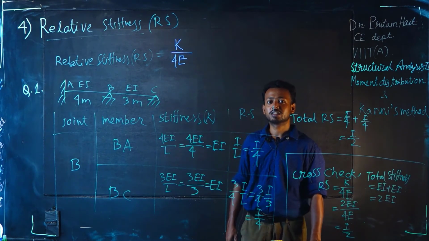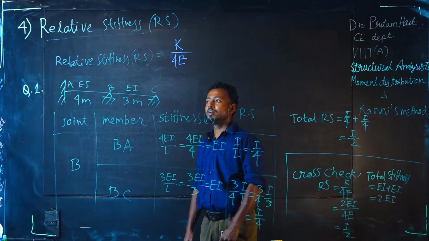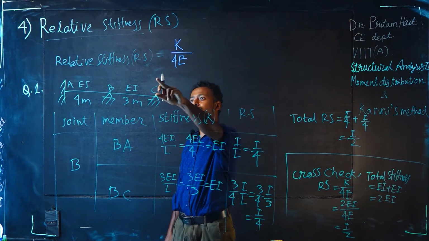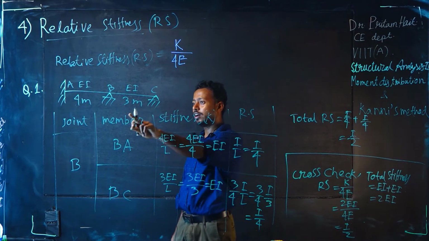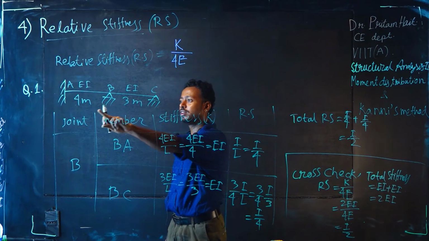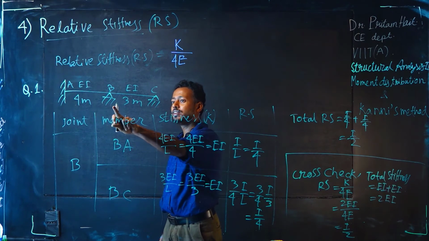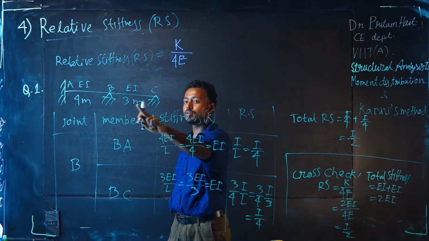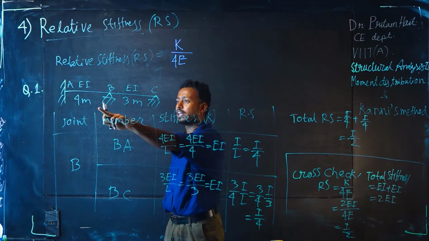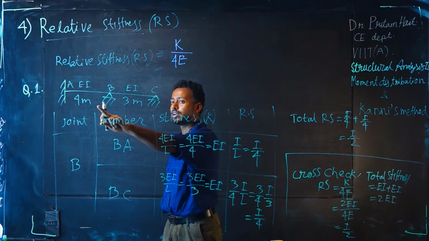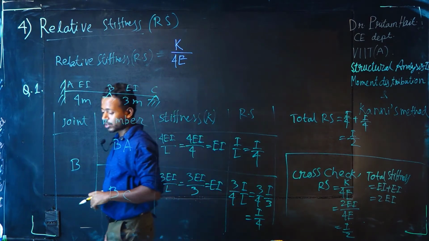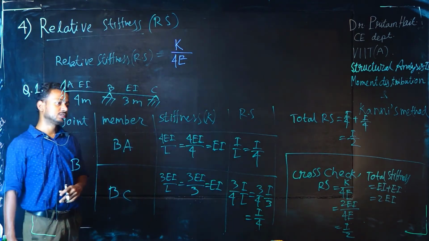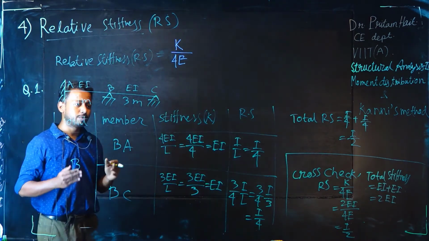So let's solve a numerical problem. Relative stiffness we have to find out using this formula, K by 4E. Here a continuous beam is given. This is a fixed end, a hinge support, and this is also a hinge support. The length of member AB is 4 meters, BC is 3 meters. So how do we calculate the relative stiffness and the individual member stiffness?